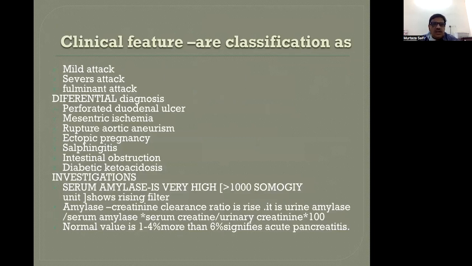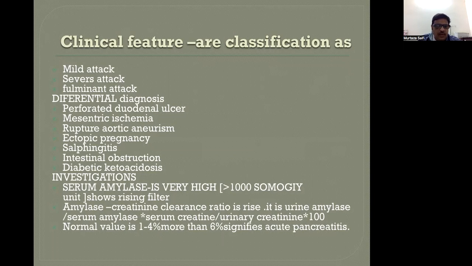Classification based on clinical features: it may be mild, severe or fulminating attack. Differential diagnosis of acute pancreatitis: acute appendicitis, perforated duodenal ulcer, mesenteric ischemia, ruptured aortic aneurysm, ectopic pregnancy, cholangitis, intestinal obstruction and diabetic ketoacidosis. Investigations: serum amylase is very high, more than 1000 Somogyi units, showing a rising trend.